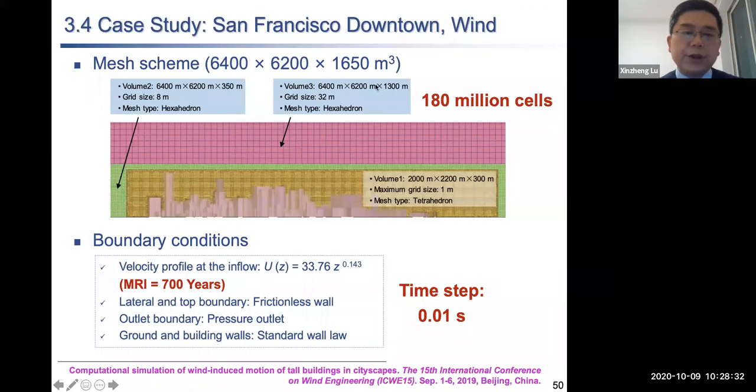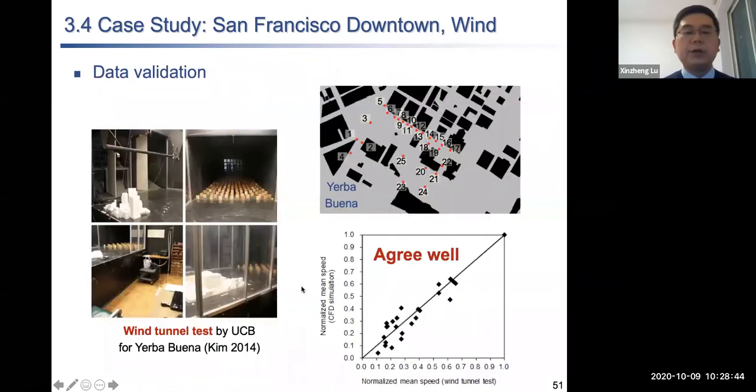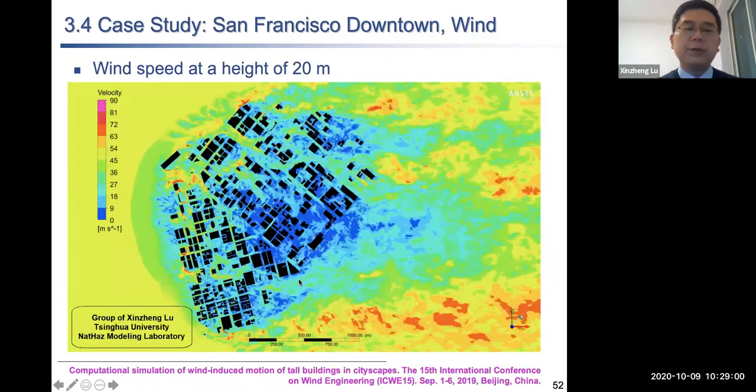Here is the CFD computational domain. This is a very big model, and we have a 700-year return period of wind, and we use large eddy simulation for this situation. And here is the time step and all these boundary conditions. And this is the result. We can see that the simulation results agree quite well with the wind tunnel test. So this shows the accuracy of this model.